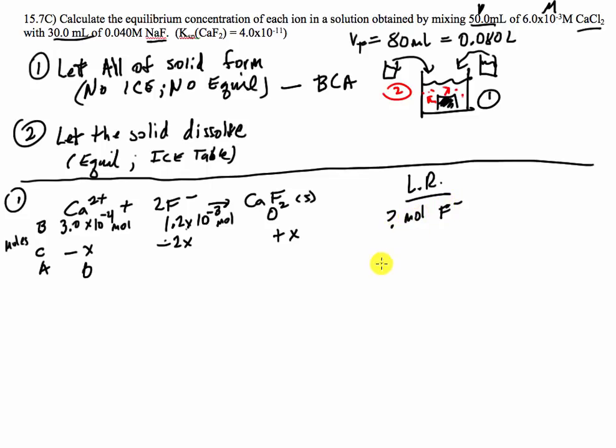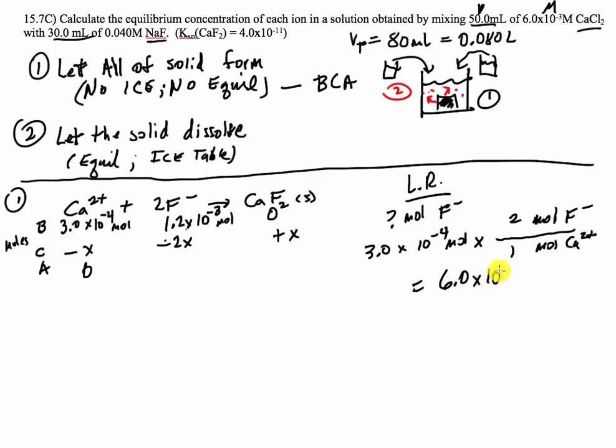Okay, so a little recap of limiting reactants. What I do is I take my 3.0 times 10 to the minus 4 moles, and I just do a stoichiometry calculation between moles of calcium and my moles of fluoride ions. So that would be a 2-to-1 ratio. So therefore I need to have 6.0 times 10 to the minus 4 moles of fluoride, which I clearly have enough of. So therefore this is my limiting reactant. Okay, so this is confirmed now that that is my limiting reactant.